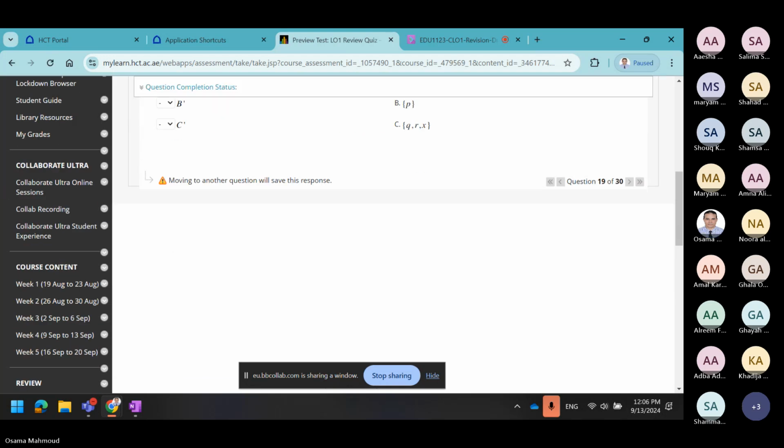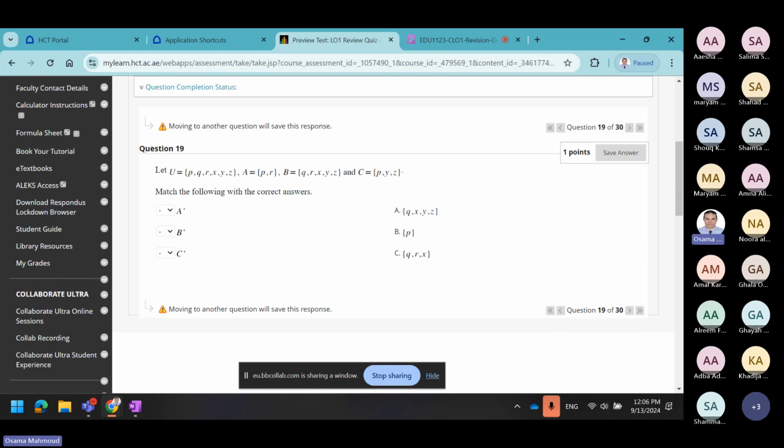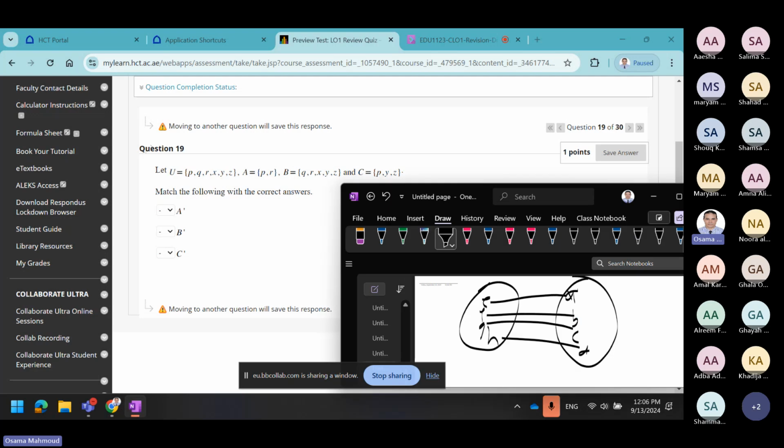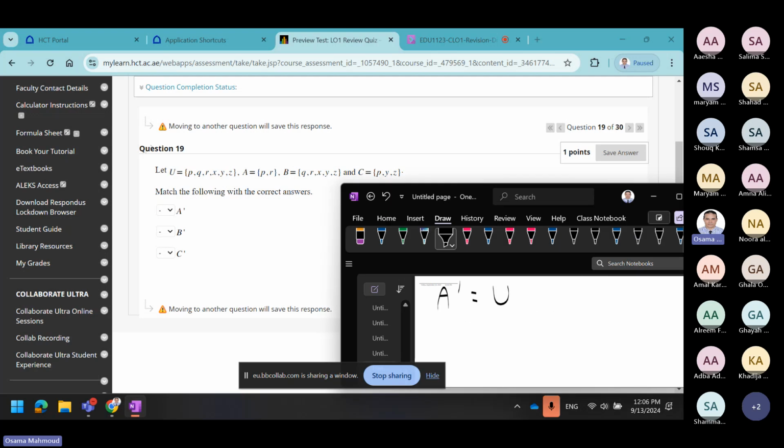Now, what I'm going to do now is find the complement, right? How to find the complement? As I told you, you just subtract. A complement is exactly U minus A. So take A from U. So you will take P and R. So what's left? X, Y, Z, right?